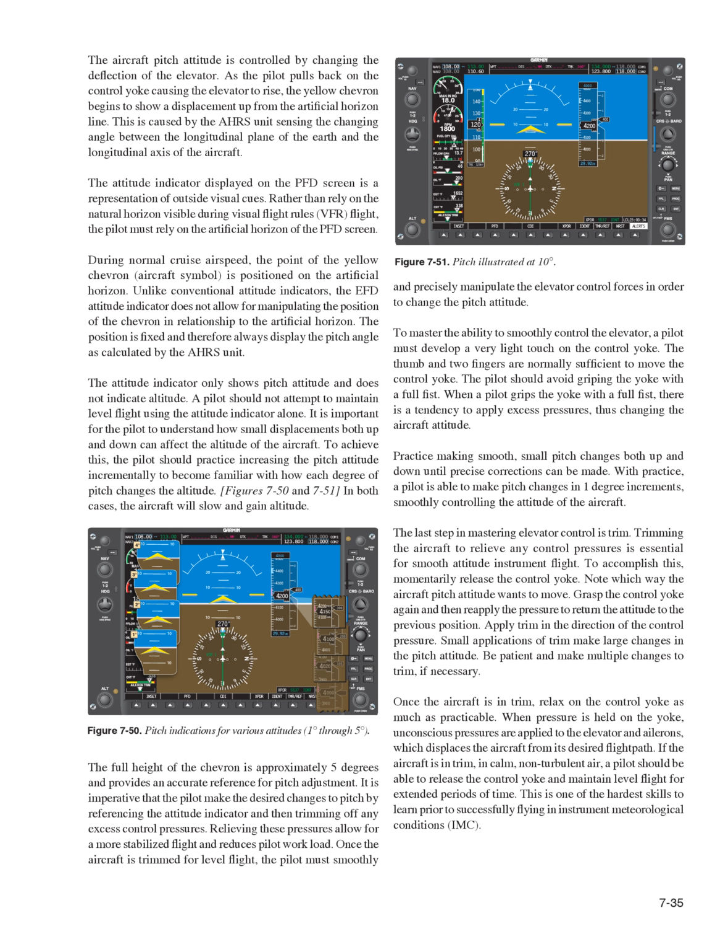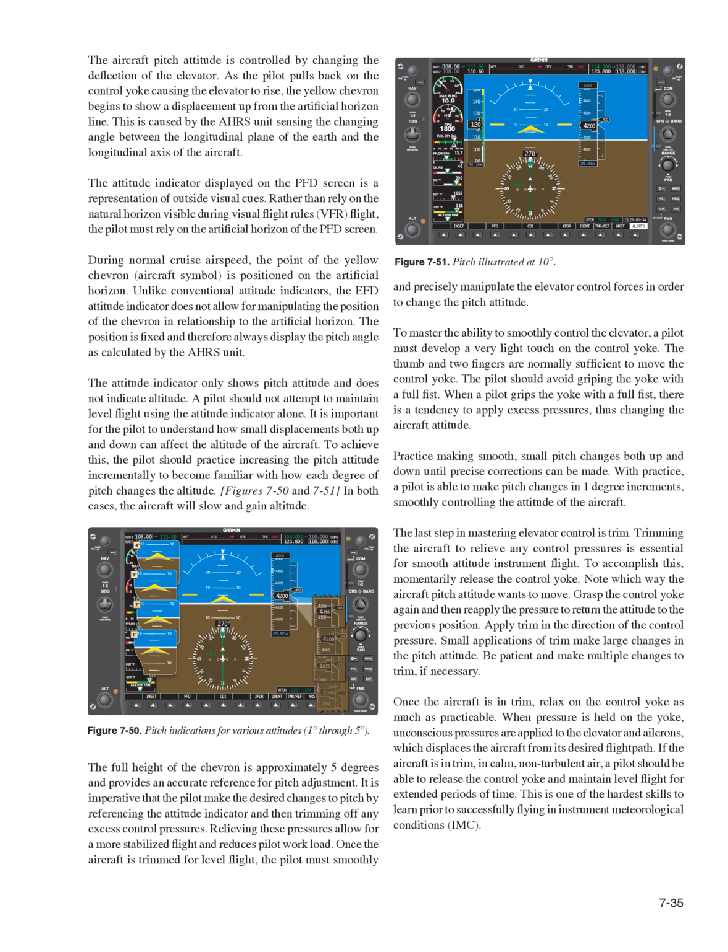The attitude indicator displayed on the PFD screen is a representation of outside visual cues. Rather than rely on the natural horizon visible during visual flight rules, VFR, flight, the pilot must rely on the artificial horizon of the PFD screen. During normal cruise airspeed, the point of the yellow chevron, aircraft symbol, is positioned on the artificial horizon. Unlike conventional attitude indicators, the EFD attitude indicator does not allow for manipulating the position of the chevron in relationship to the artificial horizon. The position is fixed and therefore always displays the pitch angle as calculated by the AHRS unit. The attitude indicator only shows pitch attitude and does not indicate altitude.